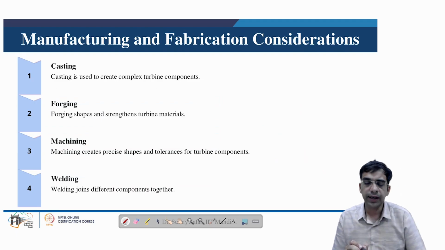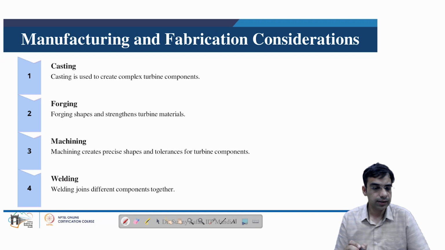Manufacturing and fabrication considerations are there. The manufacturing and fabrication considerations for any turbine start with the primary manufacturing processes for that particular turbine, and subsequently the secondary manufacturing processes are applied. For example, the complex parts of turbines, for example in the gas turbine, start with casting. Now in casting also, as we know, casting is a very broad manufacturing process.